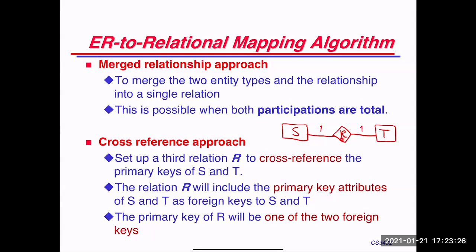Now, since I have a new relation R, what's the primary key of this relation R? Well, it will be one of the two foreign keys. Okay, so why not both? Why don't I choose both of them, or maybe I need to choose both of them as my primary key? Why is it sufficient to choose either the one of S or the one of T?